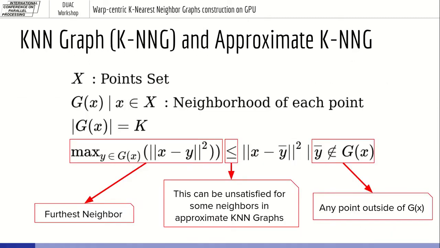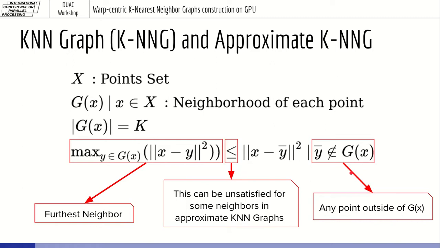Here, we give a more formal description of KNN graphs. If we have a set of high-dimensional points x, we can define a function g that returns the neighborhood or KNN set of each point. Each neighborhood will contain k elements, where k is defined by the user. This equation must be satisfied for all neighborhoods. The distance between a point and its furthest neighbor must be smaller than any distance between this point and other points outside of the neighborhood.